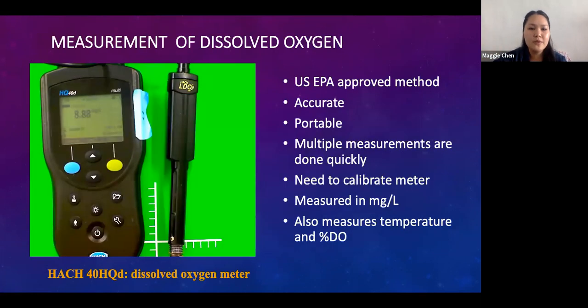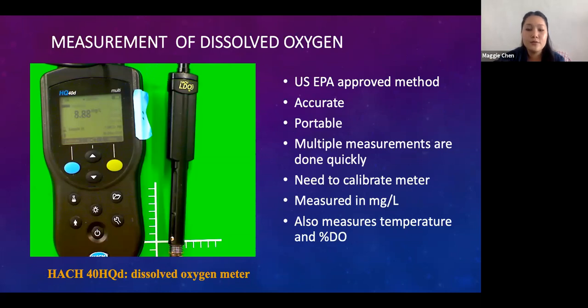So one way that we can measure dissolved oxygen is by using the HQ40d dissolved oxygen meter. And this is a US EPA approved method. It's very accurate, it's portable, so super field friendly. You can take it on the go. It's very easy to store and use when you're in the field. And you can do multiple measurements really quickly. You do need to calibrate your meter, but it doesn't really take that long.